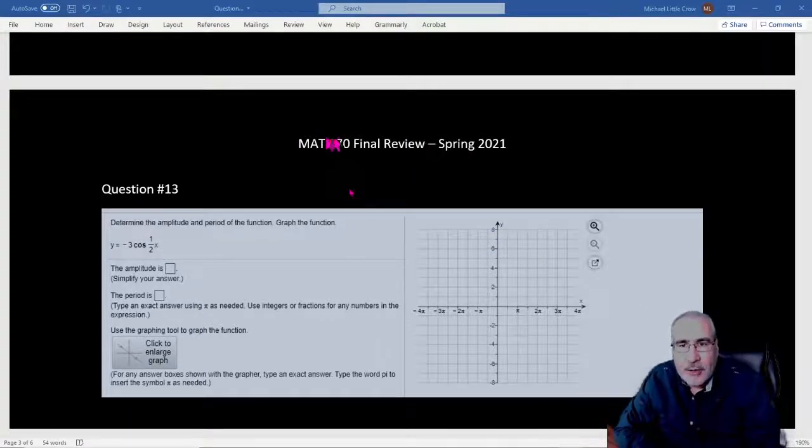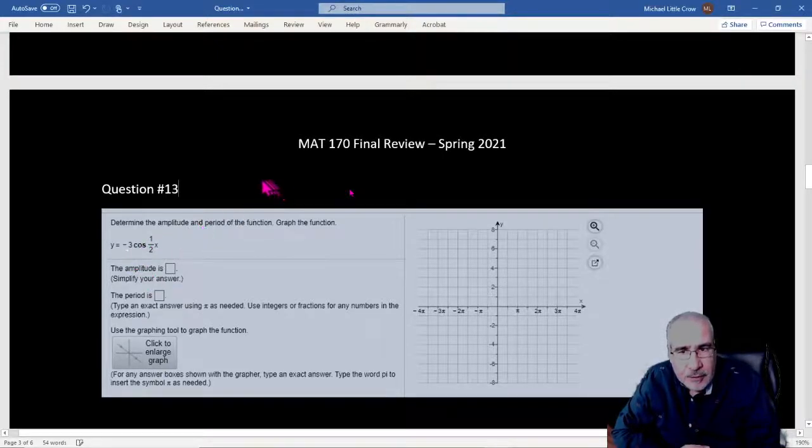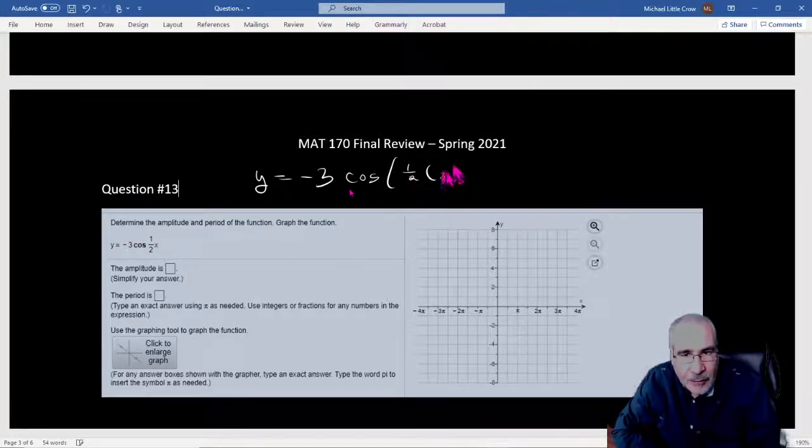Okay, for question 13, we're now doing amplitude and period of the function. We've got cosine this time instead of sine like we had in question 12. Amplitude is still the number in front, so we've got y equals -3 times cosine 1/2 of x, so factoring out the 1/2. So this is our b. This is our A.